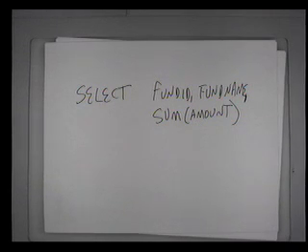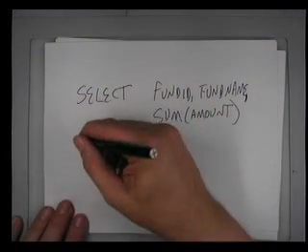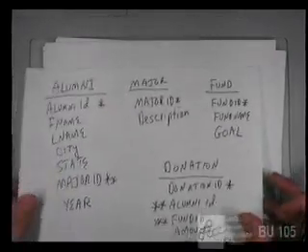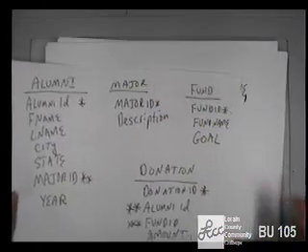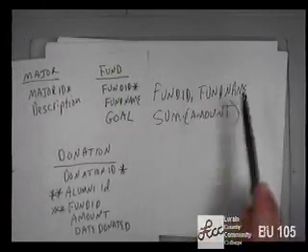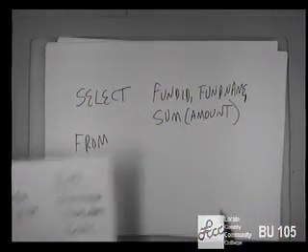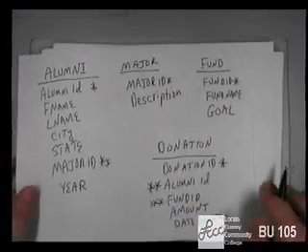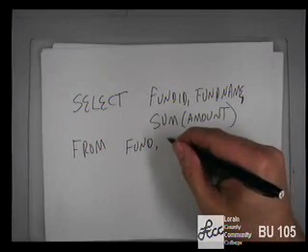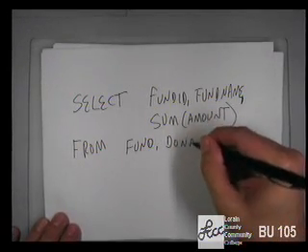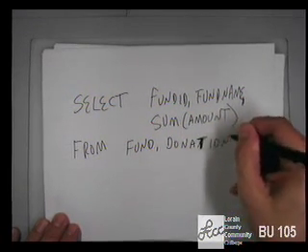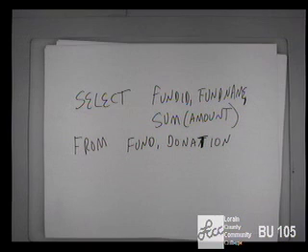All right. What's next? The next is going to be the from clause, right? And the from clause, what tables are we pulling those things from? We're pulling the fund ID and fund name from the fund table, right? So we'll say from fund. And we're pulling the amount from the donation table. So the from will be from fund, donation. All right.